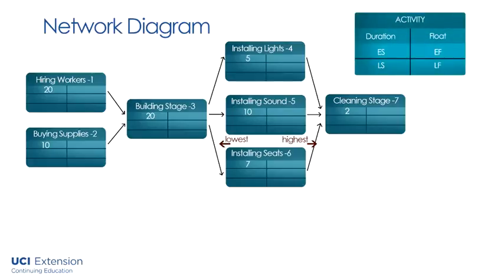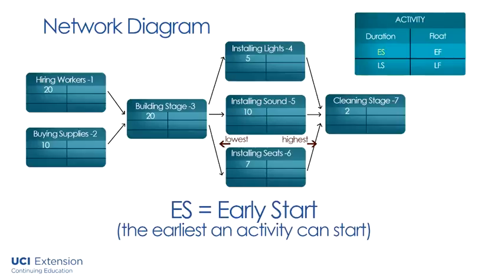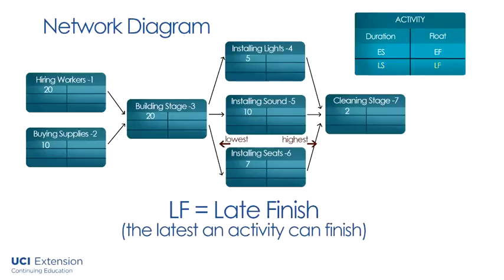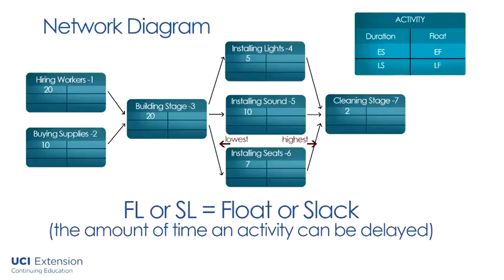There are some terms for you to know. ES is equal to early start. This is the earliest an activity can start. EF, early finish, the earliest an activity can end. LS equals late start, the latest an activity can start without causing delays. LF is late finish, the latest something can finish without causing delays. FL or SL equals float or slack, and it's the amount of time an activity can be delayed without delaying the project finish date.